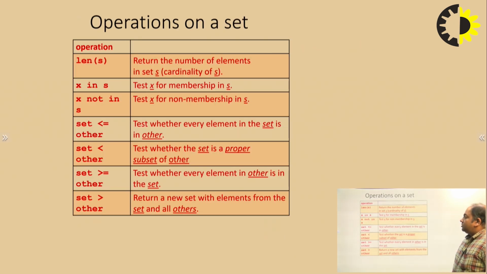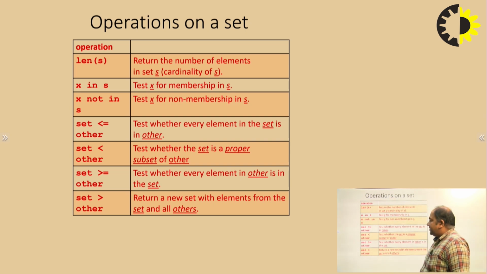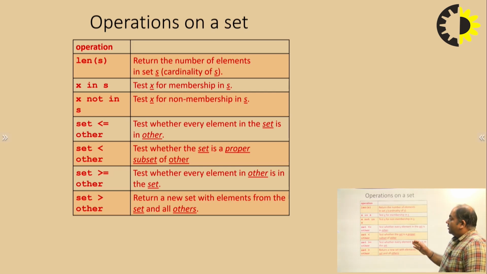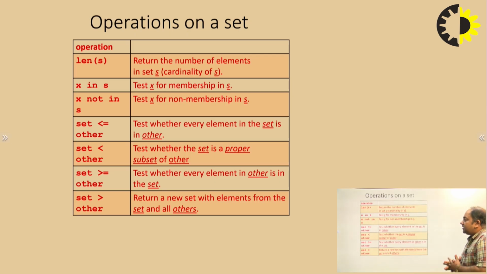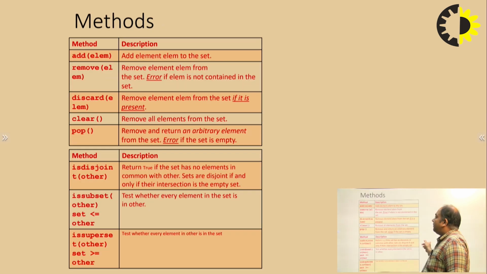So there are some more operations. I have defined all these operations. len is for length, x in s is for membership, and x not in s is for not a member. This tests whether the element is in the set or not, whether the set is a proper subset or not, and whether another set is contained in the set.